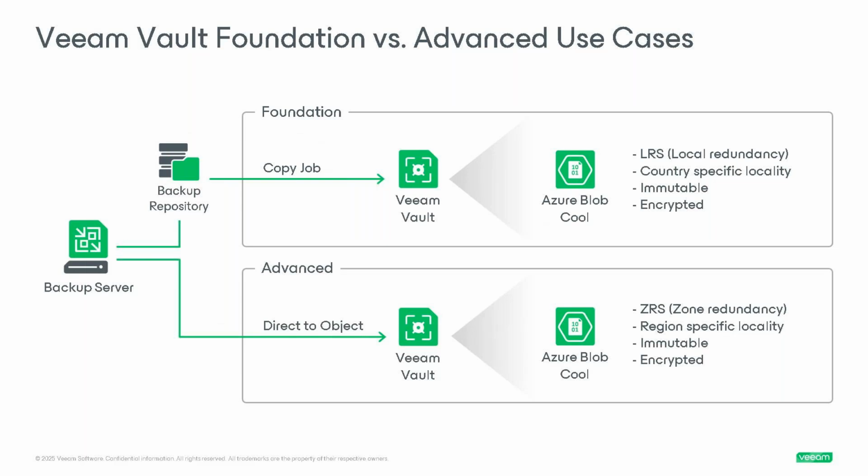And so that's what that is. So the advanced option would be sending it directly, and you don't necessarily have to do this, but this is just an example use case. Advanced would be sending it directly to Veeam Vault, and it is zone redundant, and same Azure Blob Cool, same deal, except you can choose the specific region.